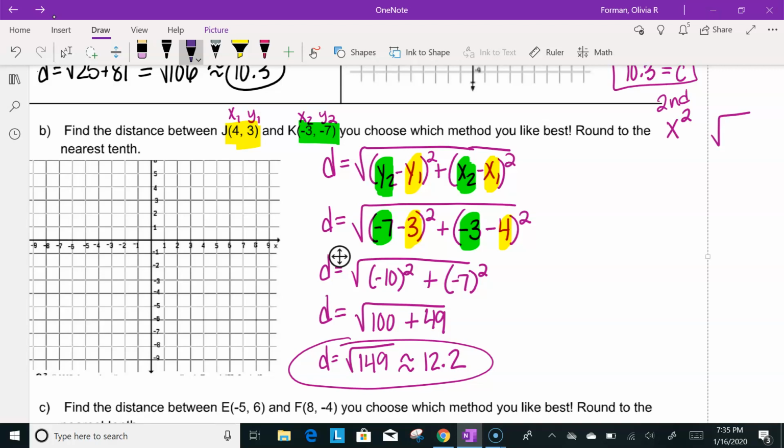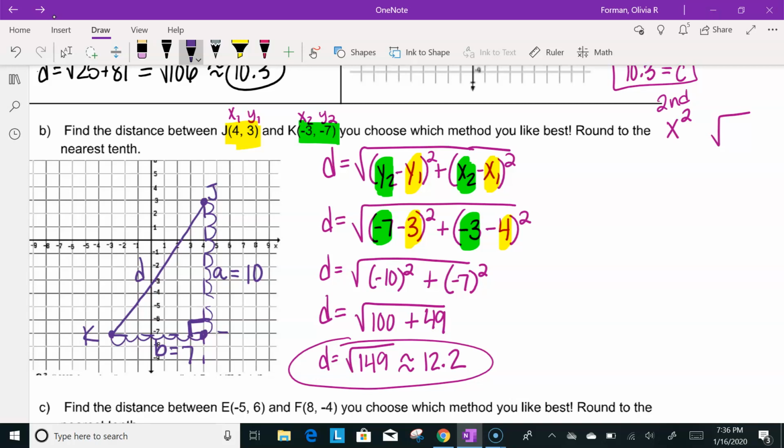So again, 4, 3, that's my point J. Negative 3, negative 7, that's my point K. We're going to be looking for that distance. So if I go straight down from J, straight right from K, here's my right angle. I want to find the length of each side, A and B. So length A, 1, 2, 3, 4, 5, 6, 7, 8, 9, 10. And over here, B is 1, 2, 3, 4, 5, 6, 7.